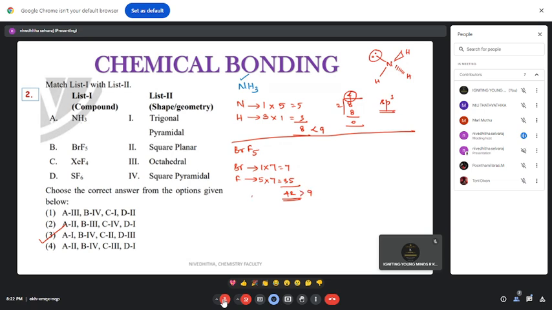So you have to divide this 42 by 8. How many times? 5 eights are 40, right? Remainder is 2. So you have to divide this 2 by 2 again. So quotient is 1 and remainder is 0. So we have to add these two quotients: 5 plus 1 is 6. If the quotient is 6, then the hybridization is sp3d2, right?